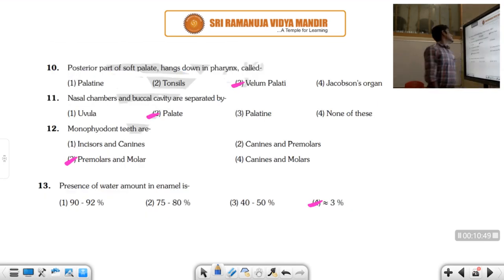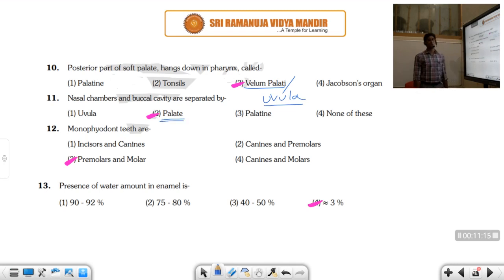Next, student, the posterior part of the soft palate that hangs down in the pharynx is called velum palati. It is also called uvula. It is the hanging part of the posterior part of the soft palate, called uvula, also called the velum palati. No.